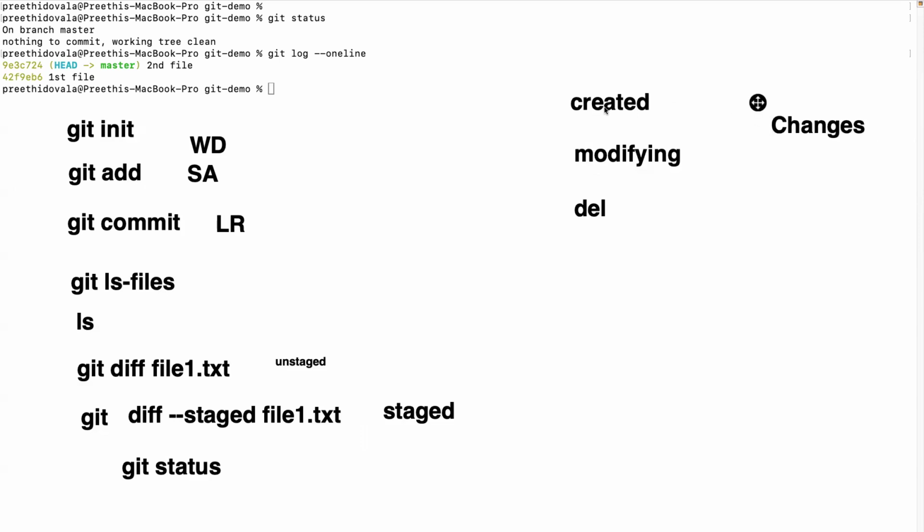Change could be creating a file, deleting a file, or modifying a file. Any change works in the same way. First, your changes will be in a working directory. You have to add them and you have to commit them. So let's talk about deleting now.